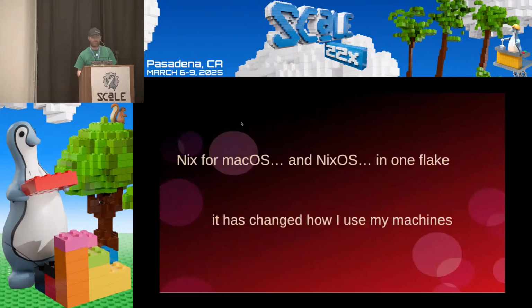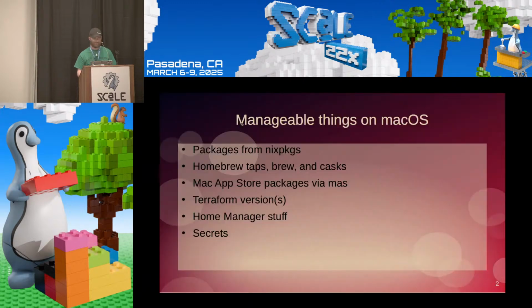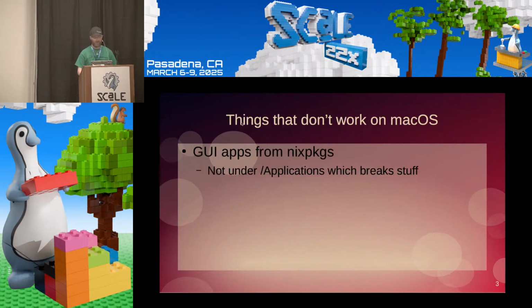All right. So I tell people sometimes that I manage my Mac with Nix, and they look at me funny, and so I thought I would share some of the things you can do with that. Surprisingly, not only can you use Nix packages, but you can also manage things from Homebrew, including all the taps, the different brews, so the regular source-built packages, or the casks, aka all the GUI apps. You can also grab and manage all the stuff from the Mac App Store, and your Terraform versions, and of course all the stuff from Home Manager and secrets like your environment file.